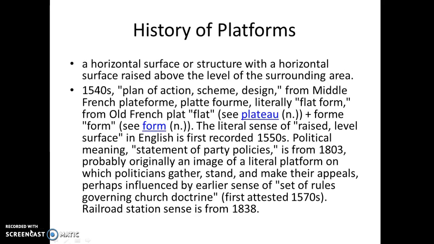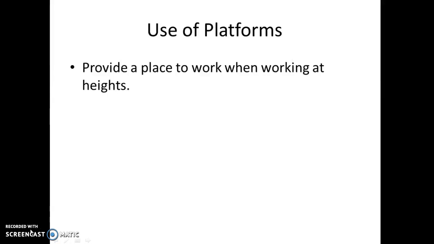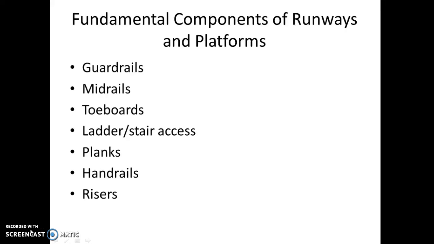The history of platforms comes from the word plateau, which was back in the early 1500s: a horizontal surface or structure with a horizontal surface raised above the level of the surrounding area. These platforms provide a place to work when working at heights. The fundamental components of runways and platforms are guardrails, midrails, toe boards, ladders and stair access, planks, handrails, and risers.